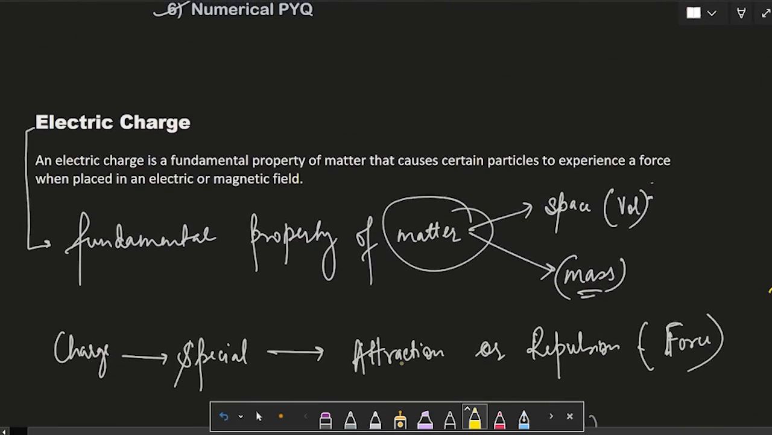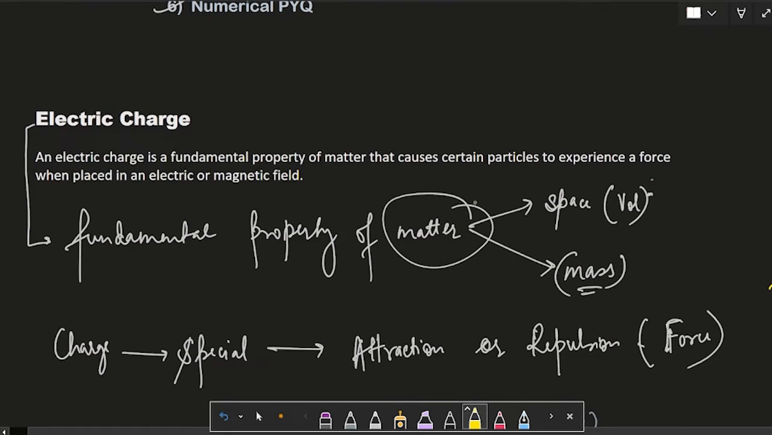Now we go back to our definition that I have already mentioned here, which is a proper definition, that an electric charge is a fundamental property of matter that causes certain particles to experience a force when placed in an electric or magnetic field. You fundamentally don't know what an electric and magnetic field right now is, but we'll learn this so on and so forth. Electric field or magnetic field is a place briefly where the effect of an electric charge or a magnet is generally felt.